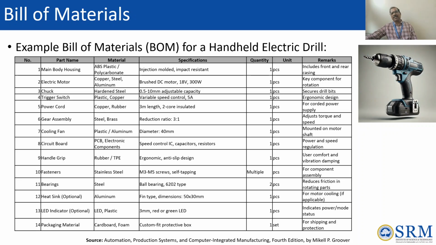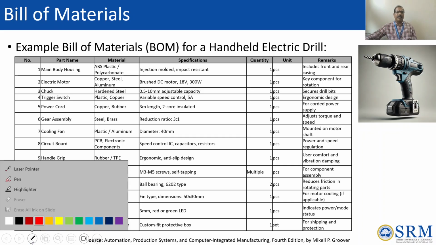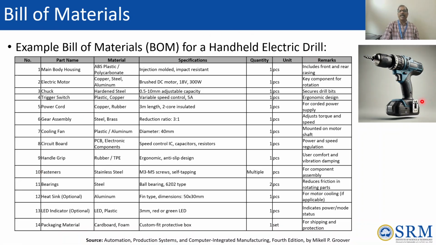I would say not classical, it's a simple example for you guys to understand how the bill of material works. For the same component, I have two different types of bill of material, just to help you understand the difference. So for a handheld drilling machine, a portable drilling machine we use for drilling in our homes, this is the bill of material.